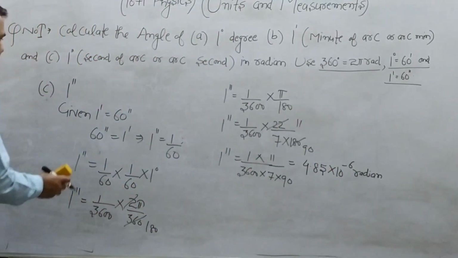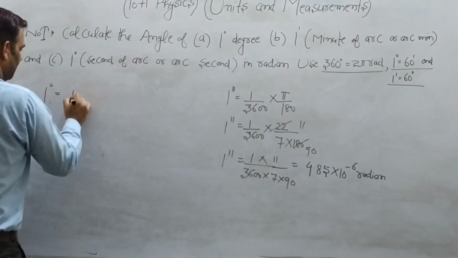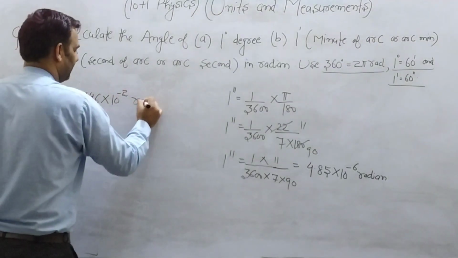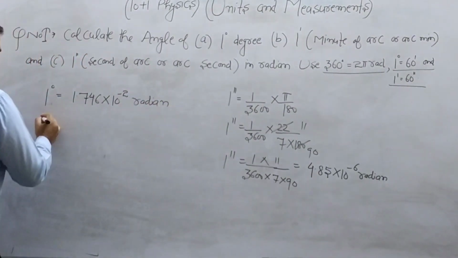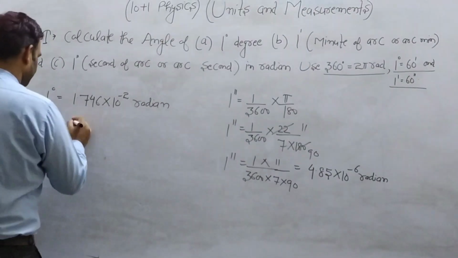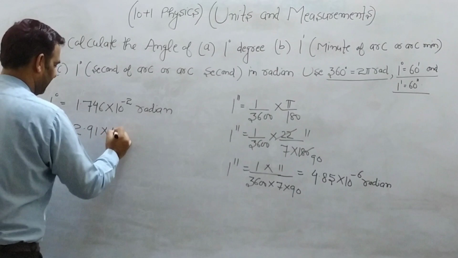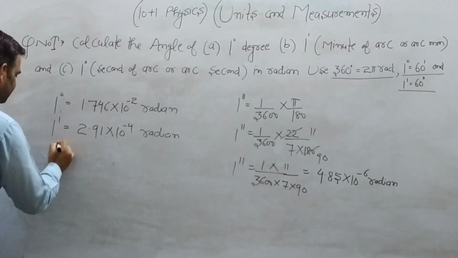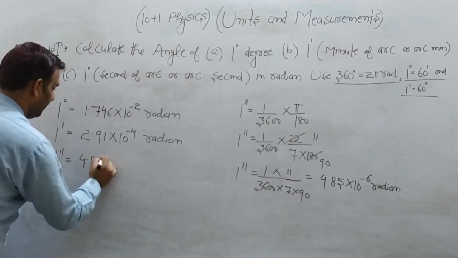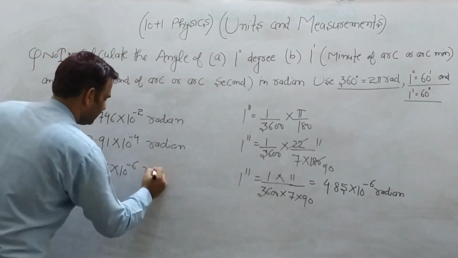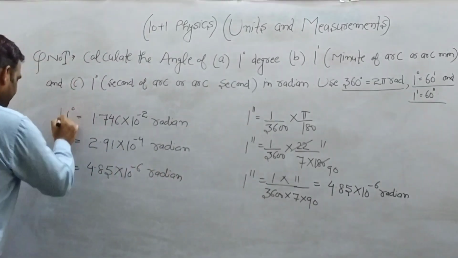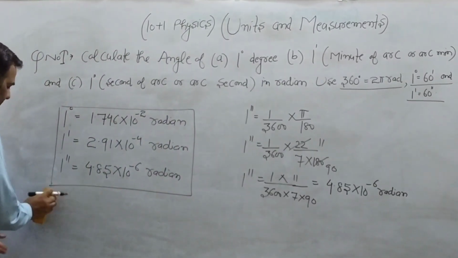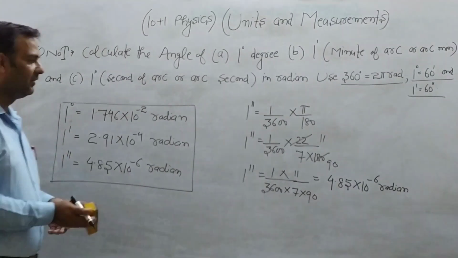So we can summarize it: 1 degree is equal to 1.746 into 10 to the minus 2 radian, and 1 minute is equal to 2.91 into 10 to the minus 4 radian, and 1 second is 4.85 into 10 to the minus 6 radian. It was all about this. So you have to remember these, they are very important.